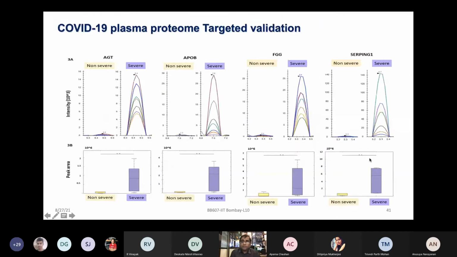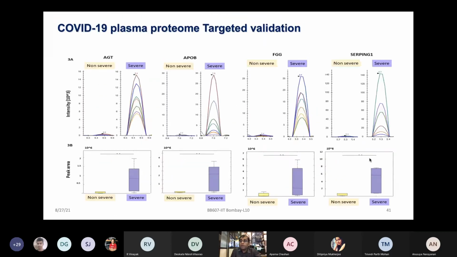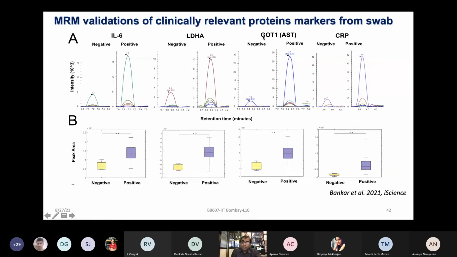So now I'm just flashing some data based on this type of analysis. You have seen that every experiment goes through a lot of rigor in developing these assays, and then you run a large number of samples. We validated many proteins from the plasma samples which are showing the non-severe versus severe pattern. We also validated many proteins from the swab samples, some of which are known markers of clinically relevant tests being done in the clinics right now, like lactate dehydrogenase, interleukin 6, and some of the C-reactive proteins.